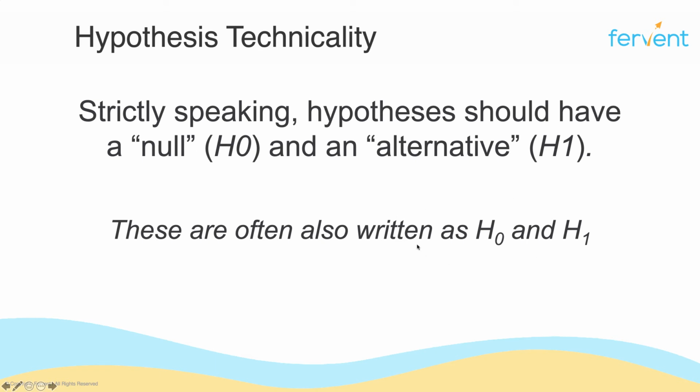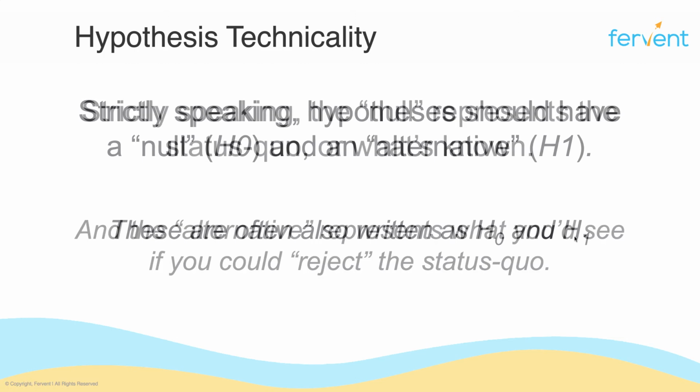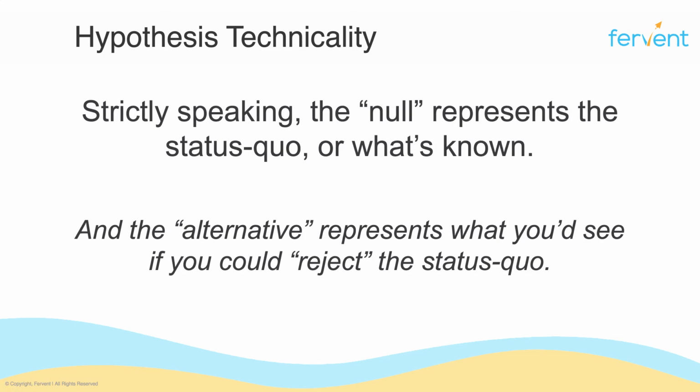Okay, so if you just focus your eyes on this particular symbol here and this one over here, H subscript 0, strictly speaking, relates to what's called the null hypothesis, and H subscript 1, strictly speaking, relates to what's called the alternative hypothesis. Now, strictly speaking, the null hypothesis represents what's called the status quo, okay, or it represents what's known. And the alternative hypothesis, or H1, represents what you'd see if you could reject the status quo.